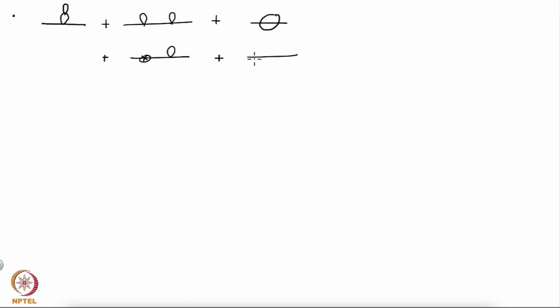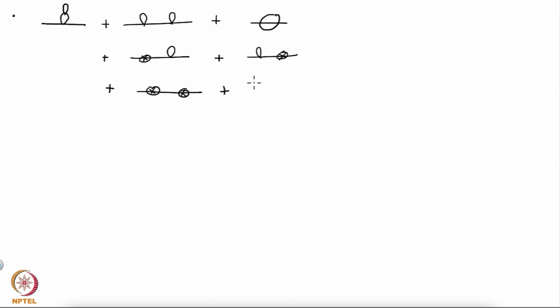Then you can also have this, this is also possible, right? Because this vertex is order lambda r, so two of these makes lambda r square.